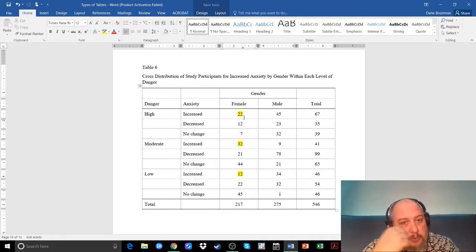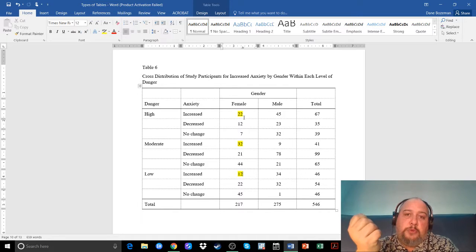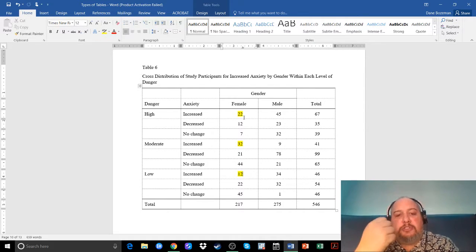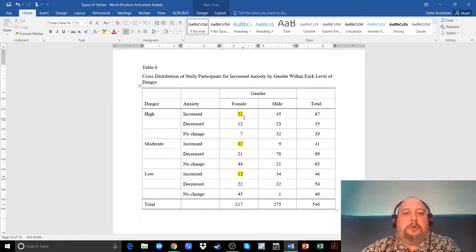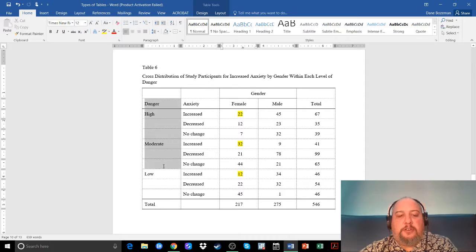Finally, how do we discuss these tables? Well, really that goes hand in hand with how we interpret them. If I have a research question that is related to danger and its relationship to gender and anxiety, then when I discuss it, I want to discuss it in terms of my levels of danger.